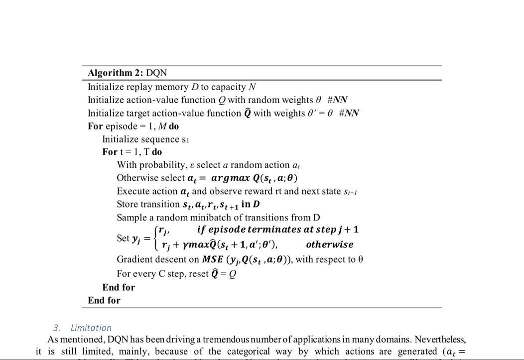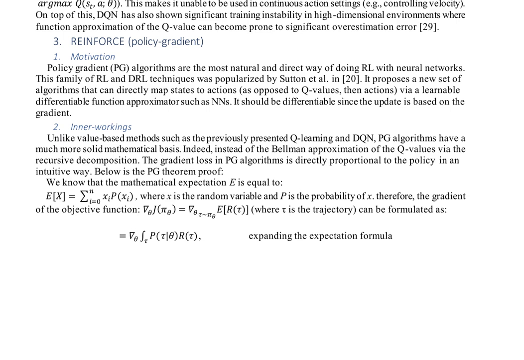However, DQN has limitations, mainly due to the categorical way of generating actions, making it unsuitable for continuous action settings. Additionally, DQN shows significant training instability in high-dimensional environments, prone to overestimation error. In contrast, policy gradient (PG) algorithms, popularized by Sutton et al., propose a direct way of doing reinforcement learning with neural networks. Unlike value-based methods, PG algorithms have a solid mathematical basis, directly mapping states to actions via a learnable, differentiable function approximator. The gradient loss in PG algorithms is directly proportional to the policy, intuitively.